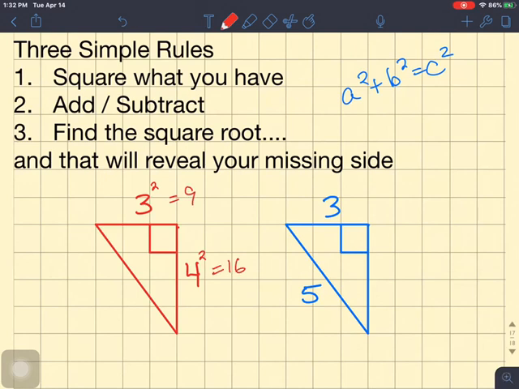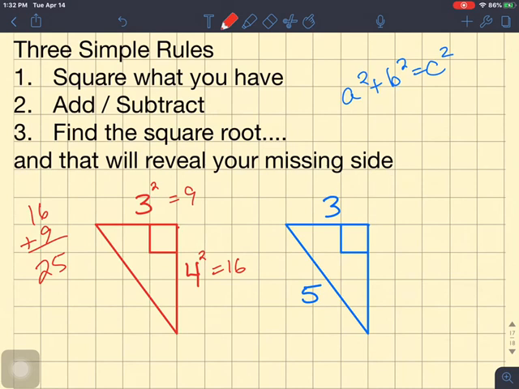Okay? Now, we move to step 2. We're going to add these together. The reason we're adding these together is because we're trying to find the longest side. We have the two shorter sides. We're trying to find the longer side. So we add 16 and 9, and that gives us 25.